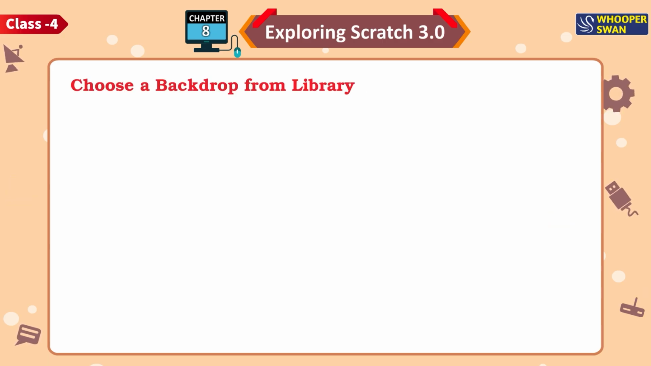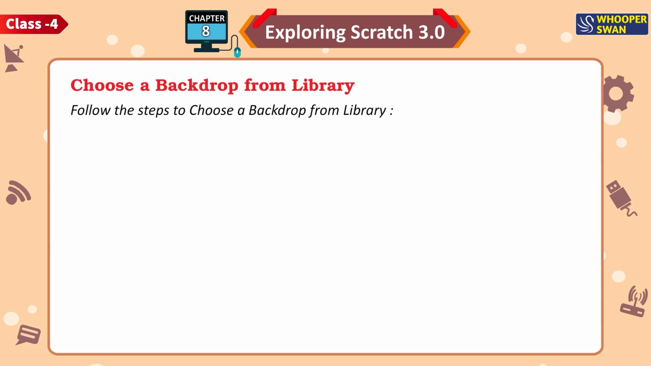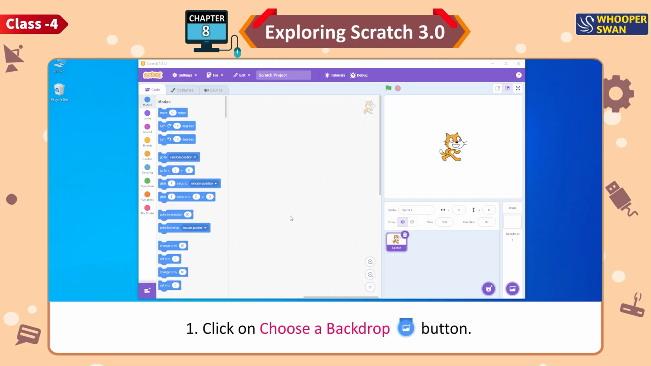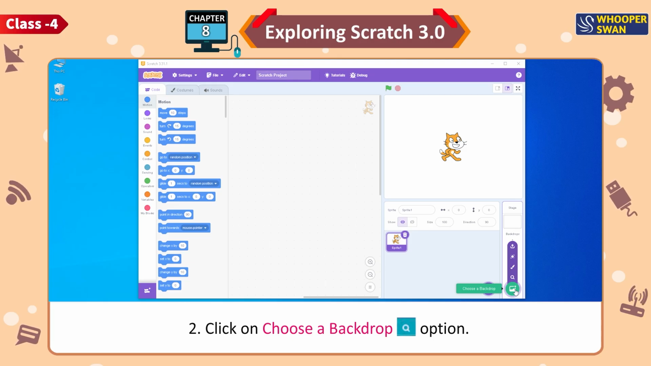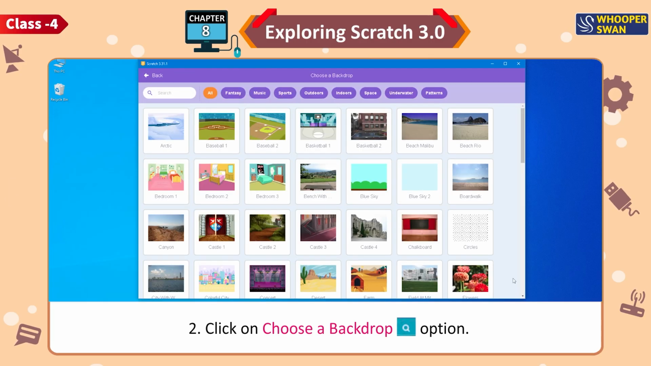Choose a backdrop from library. Follow the steps to choose a backdrop from library. Step 1. Click on Choose a Backdrop button. Step 2. Click on Choose a Backdrop option. Choose a Backdrop window appears.